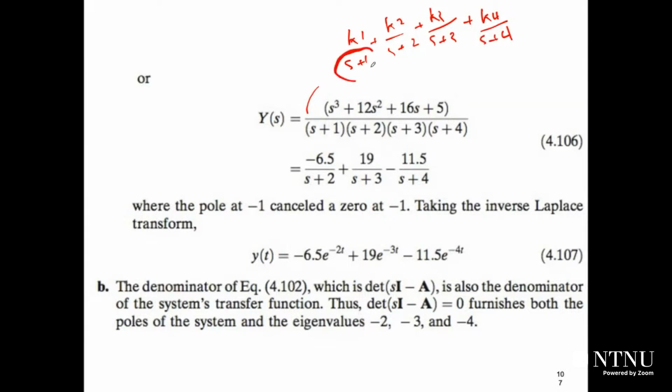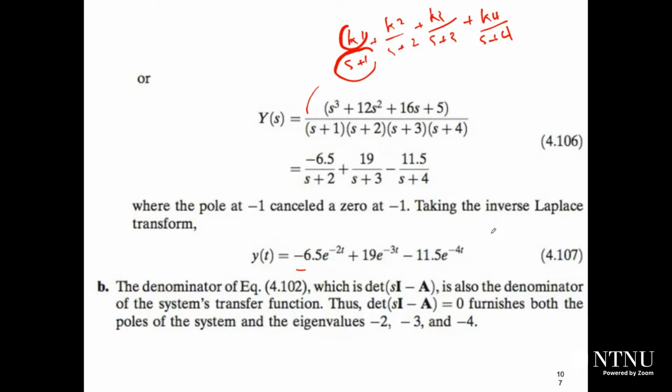For s plus 1, we found that k1 is very small, right? So we canceled it. We did this pole-zero cancellation. We ignored that part because k1 was very small. So finally, we will approximate this one, and it will be this one. We apply the inverse Laplace transform, and we will get y of t equals minus 6.5 exponential minus 2t, plus 19 exponential minus 3t, minus 11.5 exponential minus 4t.